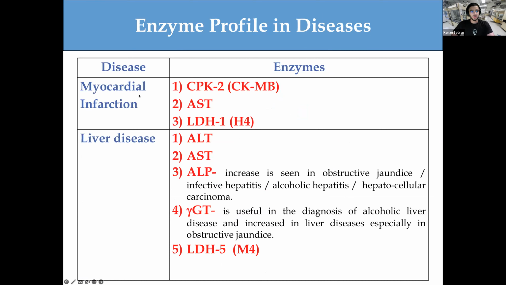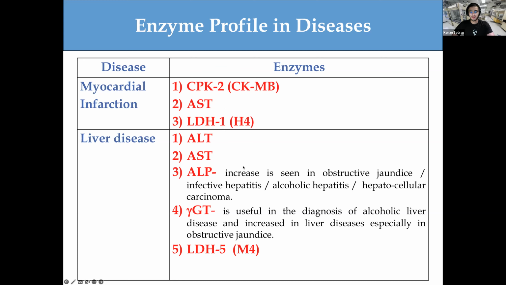Now we will go more specific to the different diseases. Obviously we have myocardial infarction, where the three main enzymes you notice an increase in are CPK2, also known as CKMB, AST, or LDH1. I will cover this in a bit. Now, liver disease: you will see ALT, AST, or ALP increased, and gamma GT or LDH5. They're both LDH, but these are the different types of isoenzymes.